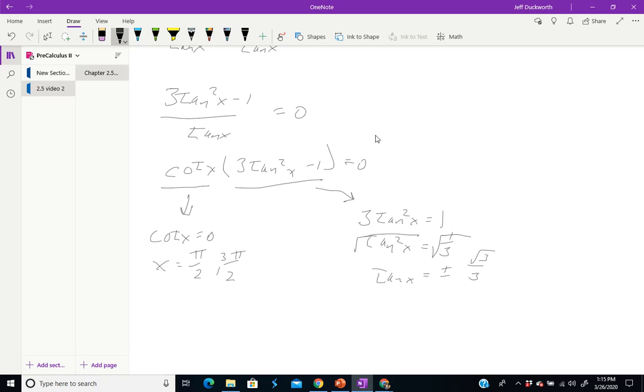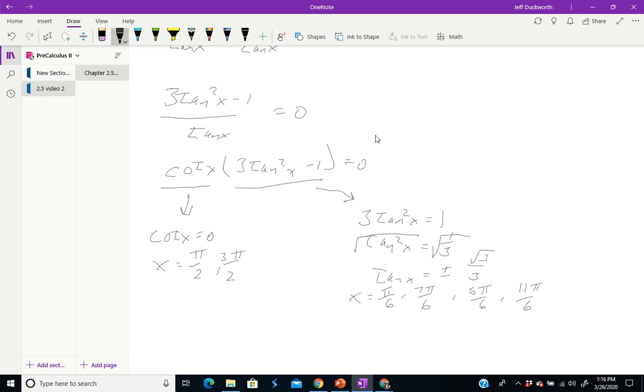And we look at our unit circle, so the first one where it's positive root 3 over 3 is going to be at pi by 6. And tangent is positive in quadrant 3, so that's also going to work if I just add pi to it, so 7 pi by 6. And then for the negative values, we go to the first one of 5 pi by 6. And if we add pi to that, we get to 11 pi by 6. And all 6 of these should be our solution.